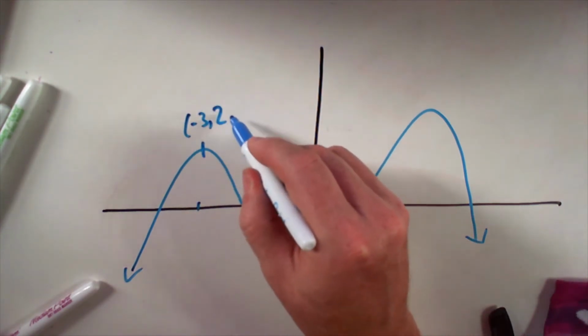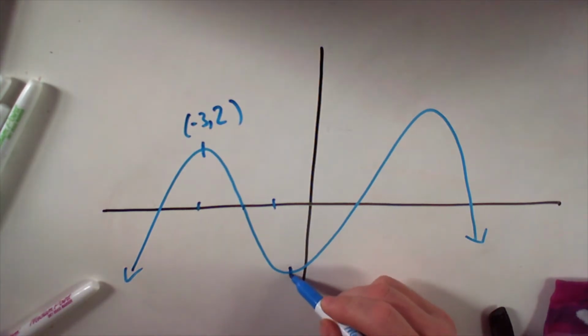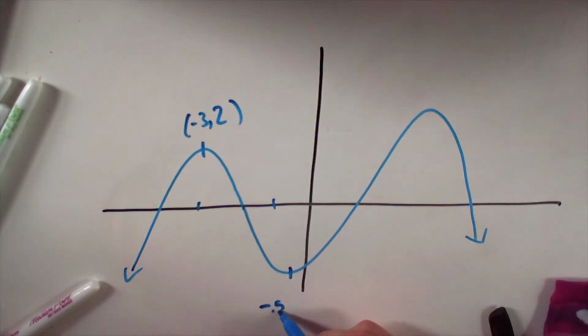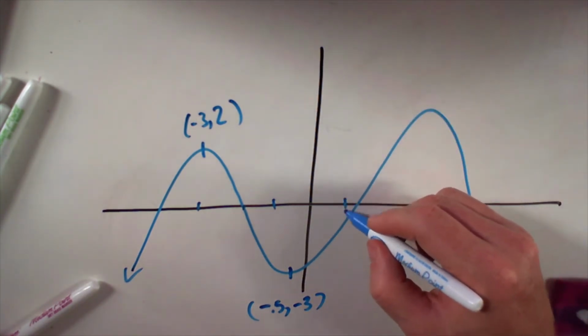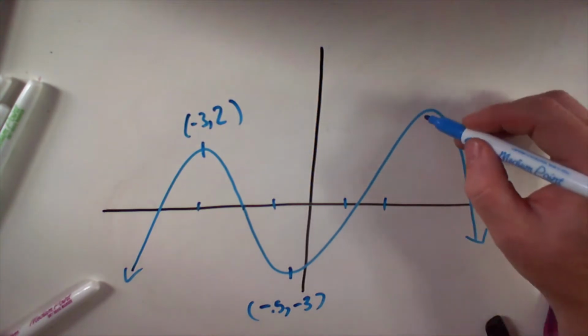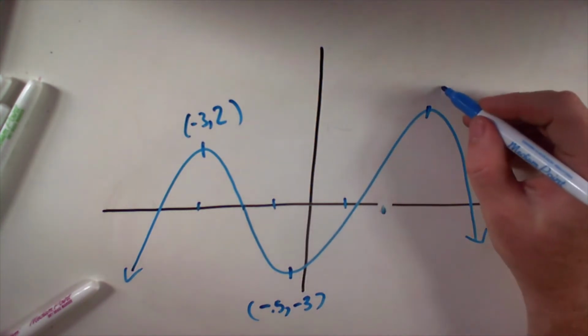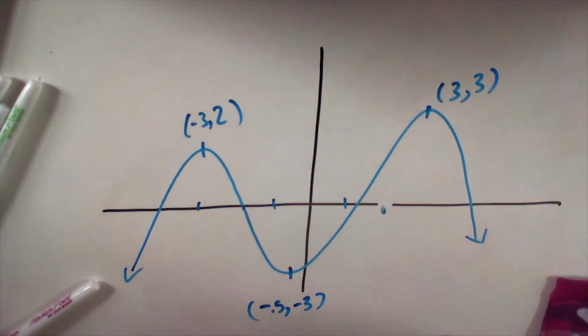2. This is the point -0.5, -3. And then 1, 2, 3. We'll make that the point 3, 3. And for intervals of increase and decrease, those are all the points that we will need.